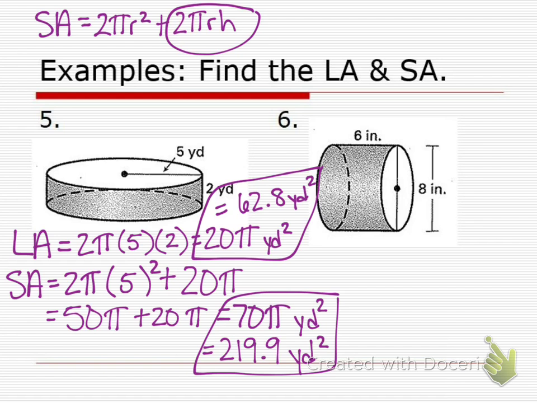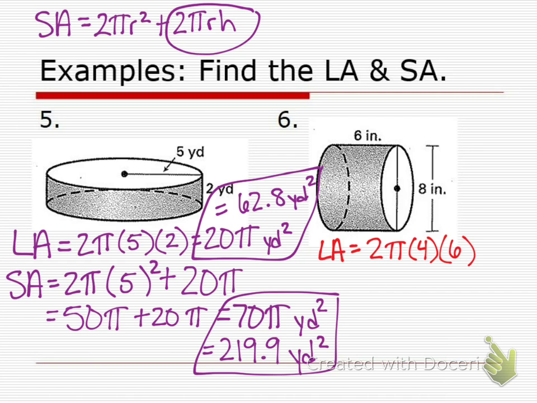On number 6, if I start with my lateral area, I'm going to take 2 times pi times my radius times the height. 4 times 6. My radius is 4 because we have to take half of the diameter to get the radius. 6 is still considered the height of my cylinder, even though it's turned on its side. Remember, height of a cylinder or a prism is just the distance between the bases. So the distance between the circles is 6, even though we don't usually think of that direction as being height.